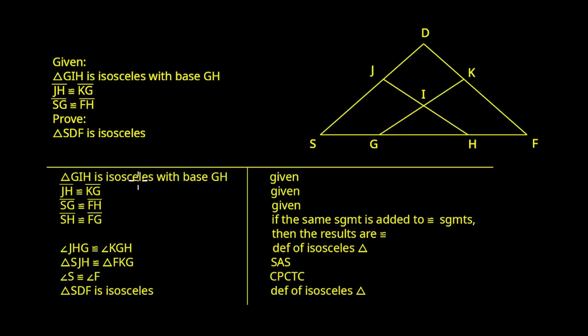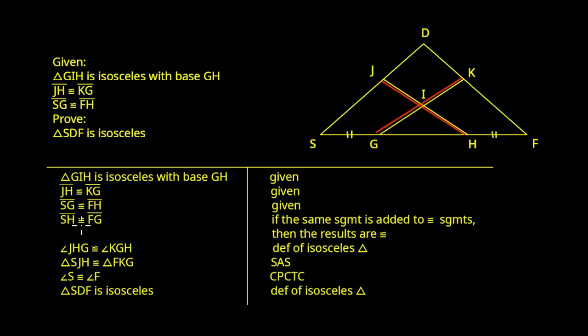Triangle GIH is isosceles with base GH, given. JH is congruent to KG, given. We're going to draw that out in red because it makes it easier to see. JH is congruent to KG. Then SG is congruent to FH, given.